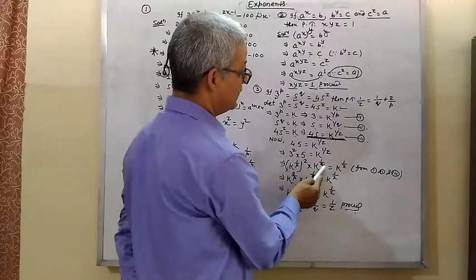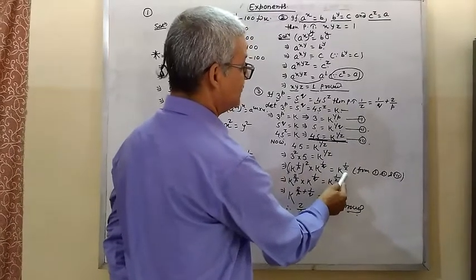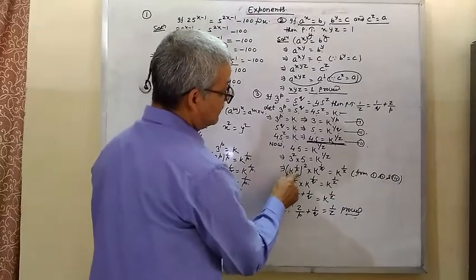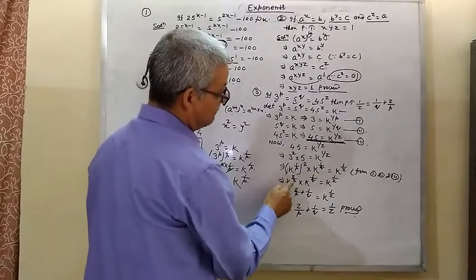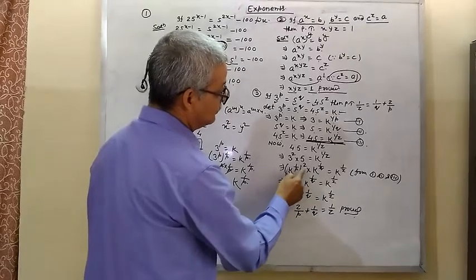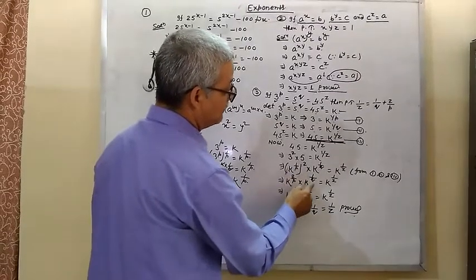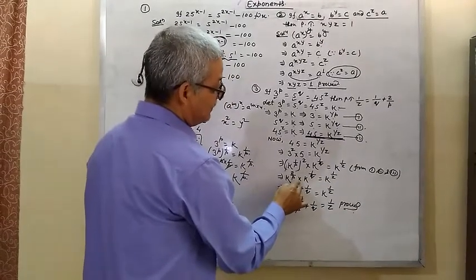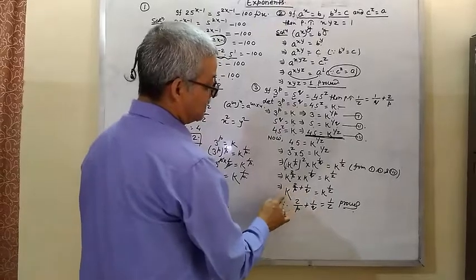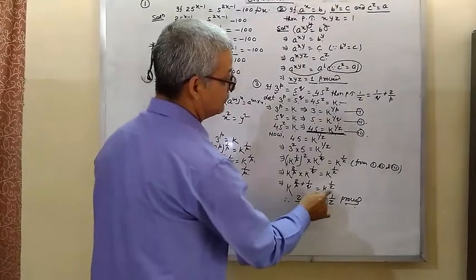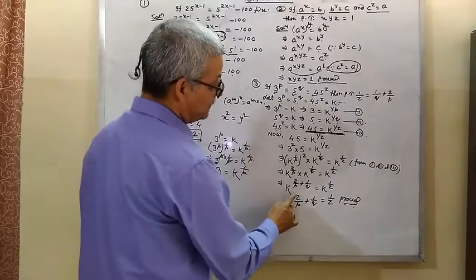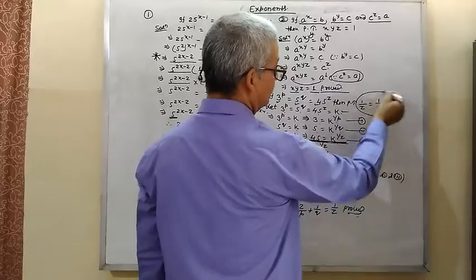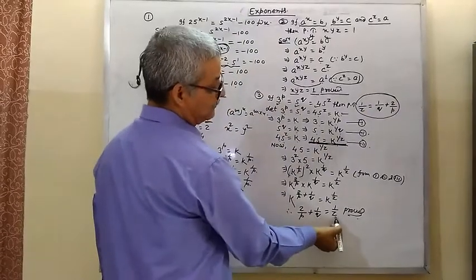So k to the power 1 by p, whole square, into k to the power 1 by q is equal to k to the power 1 by z, from equations 1, 2 and 3. Now again a to the power m to the power n is a to the power m into n. So 1 by p into 2, that is 2 by p, into k to the power 1 by q is equal to k to the power 1 by z. Now the base is same, so in multiplication the powers will be added. So k to the power 2 by p plus 1 by q is equal to k to the power 1 by z. Therefore 2 by p plus 1 by q is equal to 1 by z, and that is what was given to prove. Hence proved.